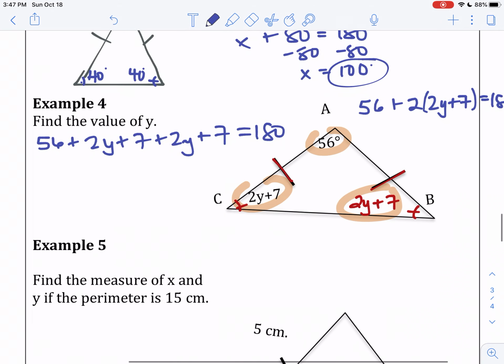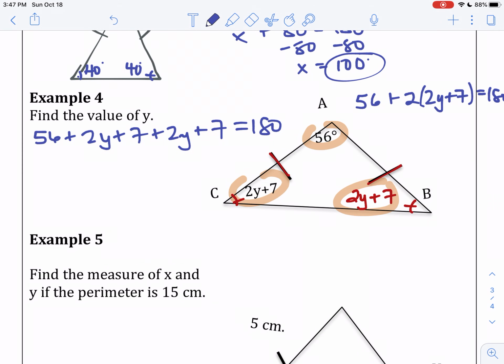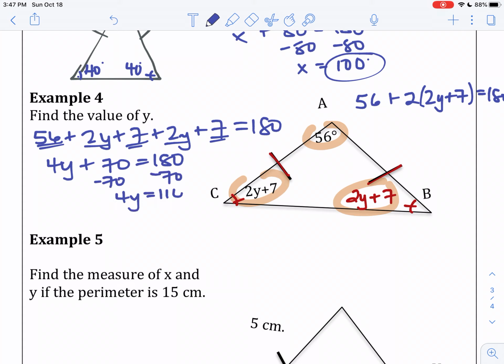All right. So now I'm going to combine some like terms. So I have 2y plus 2y, that's 4y. And I have 56 plus 7 plus 7, that's going to give me 70, so 4y plus 70 equals 180. I'm going to subtract 70 on both sides of my equation. So 4y equals 110. I'm going to divide both sides by 4. And I end up with 27.5 is the value of y.